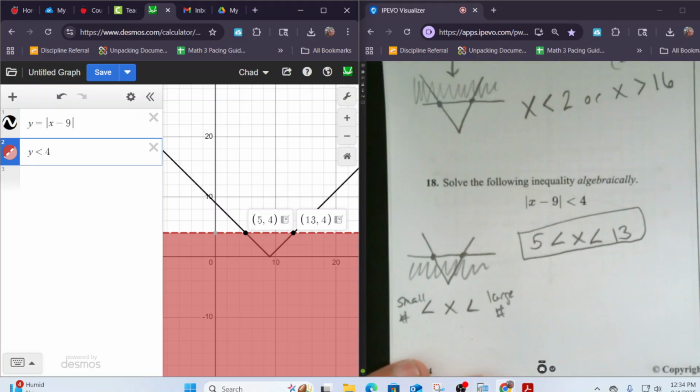You won't have to do these by hand. You can do them on Desmos. Okay. So this will be on the test where you can use Desmos? Yeah, these are all Desmos problems. Yep.